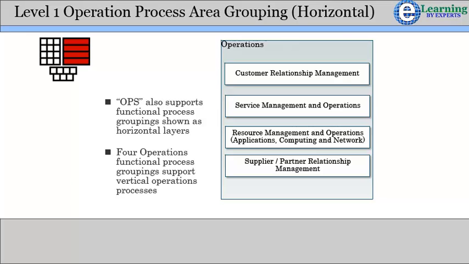Supplier-Partner Relationship Management (SPRM) process grouping supports the core operational processes, both the customer instance processes of fulfillment, assurance, billing, and the functional operations processes.